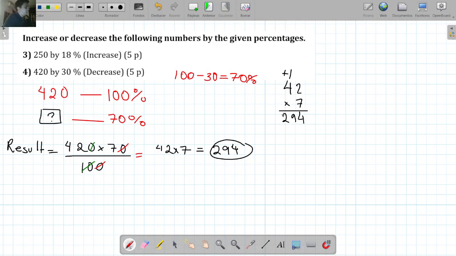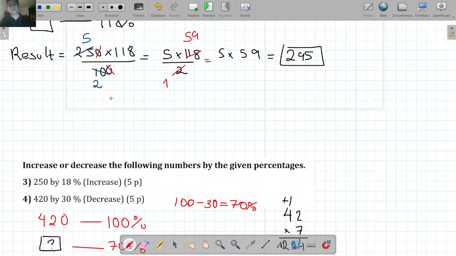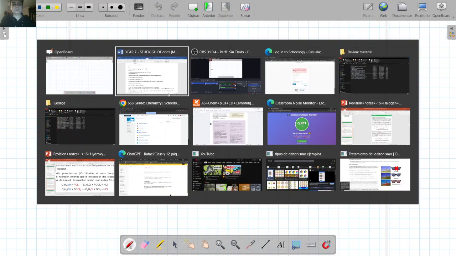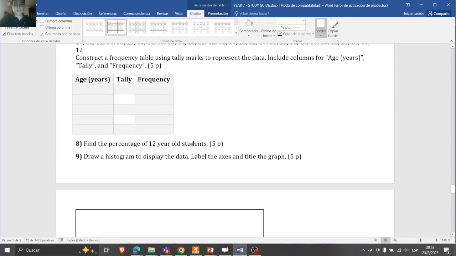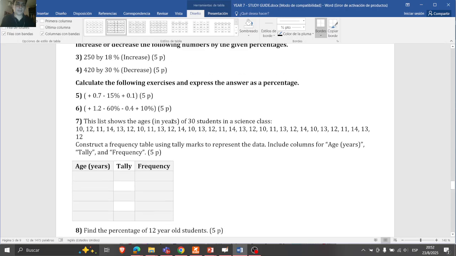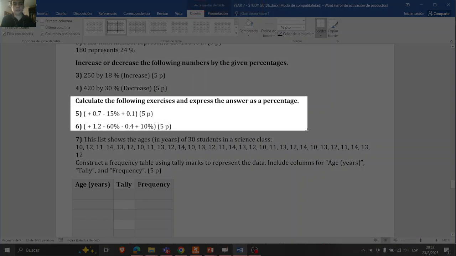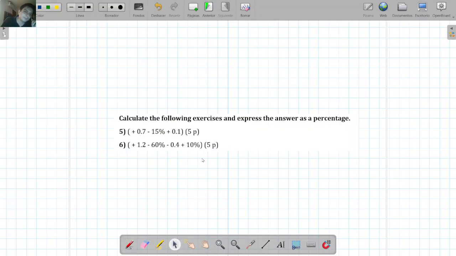Now, again, let me be clear. When we have to increase, it's adding. We have to add. But when we decrease, you have to subtract. All right, let's try to be a little bit quicker here. We have these different operations. I am only going to do one of them.